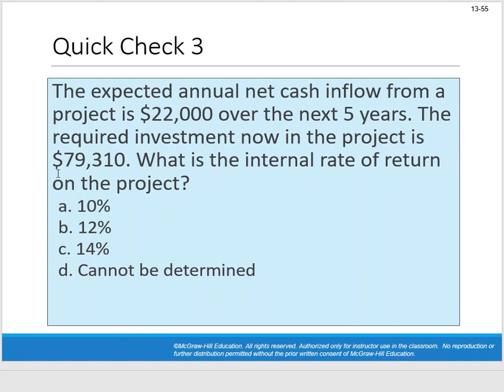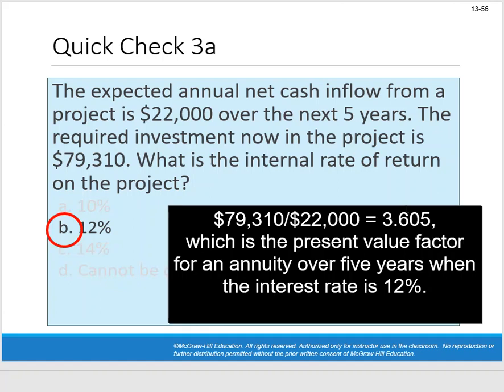So we take that initial investment and we divide it up by the annual net cash flows. And you should come up with a factor. What did you get? Hopefully you got 3.605. And then we're going to go to our PV tables.